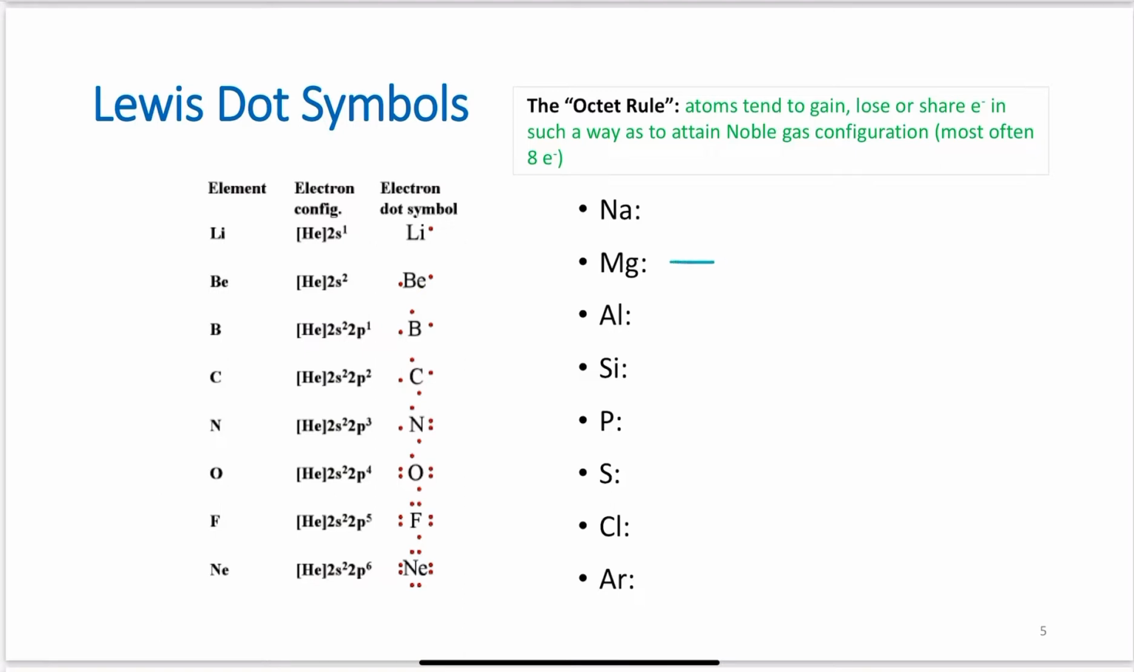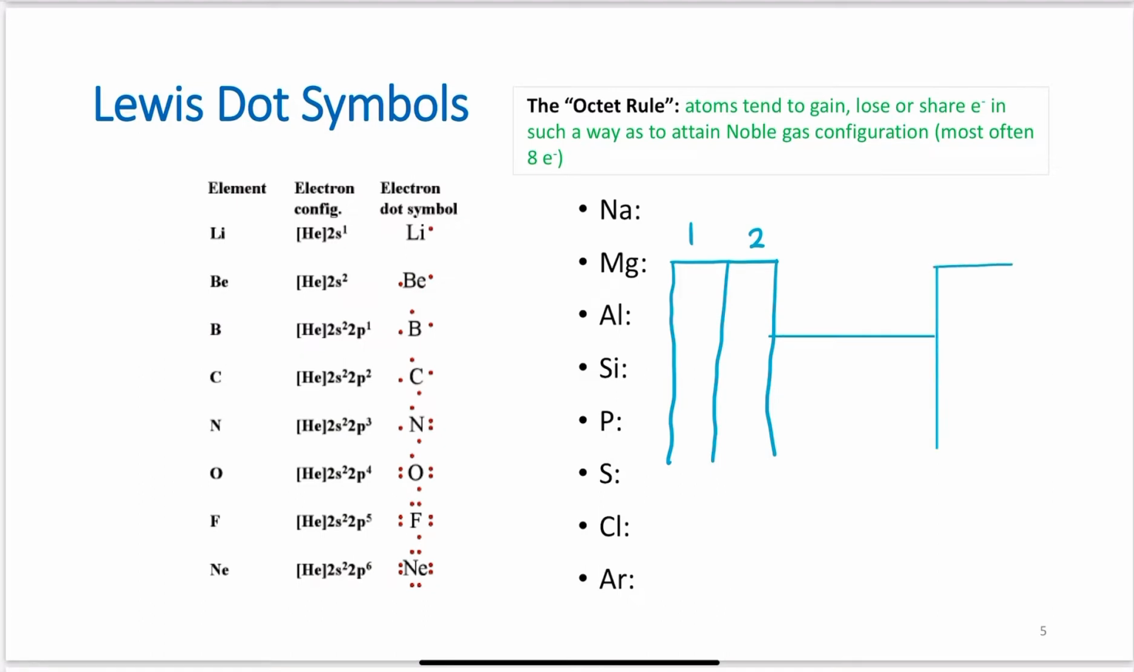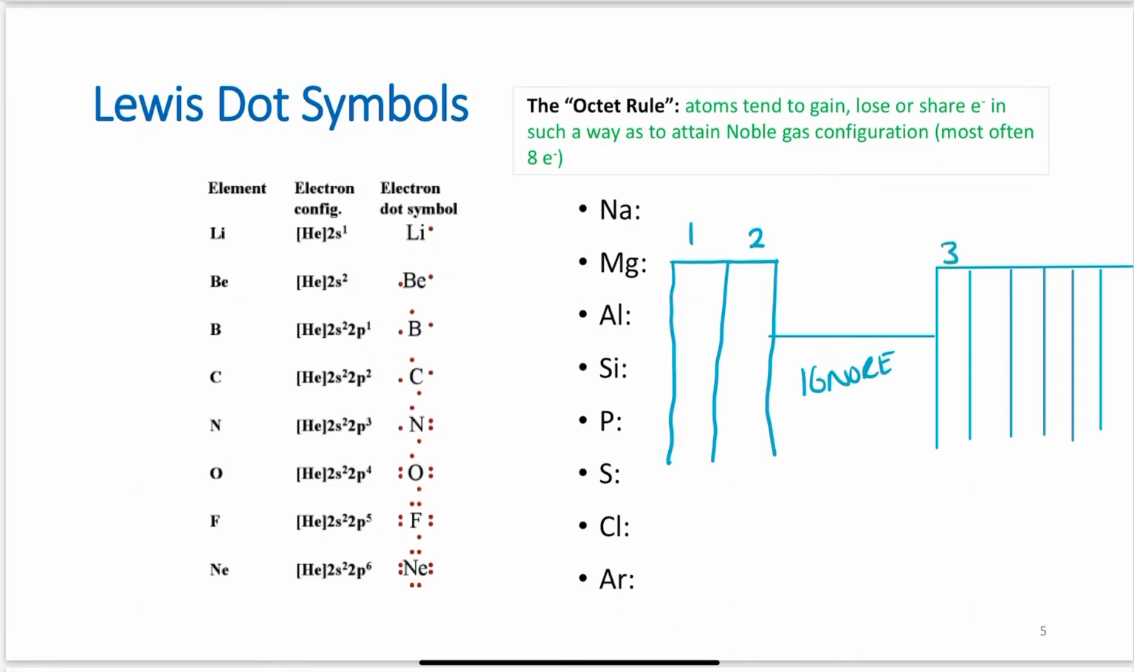The quick way to do it when you're looking at the periodic table is you've got groups 1 and 2. You've got your transition metals, which I'm going to truncate for space. And you've got your P block: 1, 2, 3, 4, 5, and 6. Ignore your transition metals. 3, 4, 5, 6, 7, and 8. These are what we call the old group numbers. This tells me how many valence electrons I have.